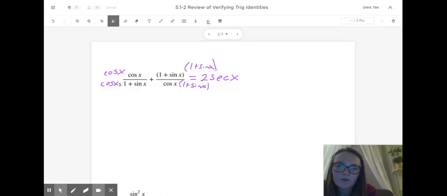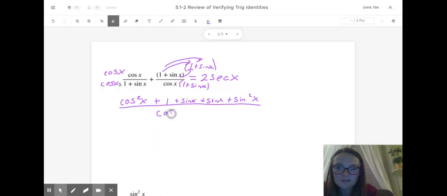Okay, so what I'm going to get in the numerator here is cosine times cosine is cosine squared x. I'm going to use the FOIL method here. So 1 times 1 is 1. 1 times sine is sine x. Sine x times 1 is sine x. And sine x times sine x is sine squared x. And that's all going to be over the same denominator of cosine of x times 1 plus sine x. Question is, does it equal 2 secant of x?